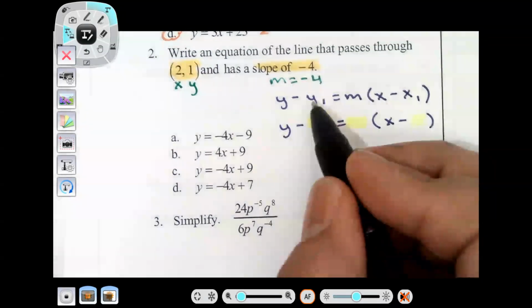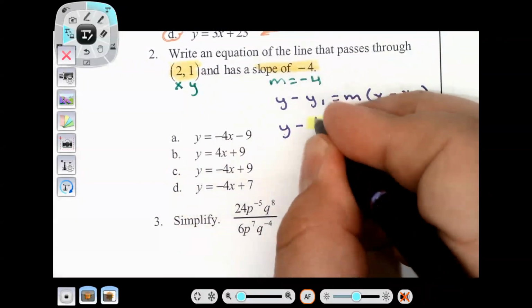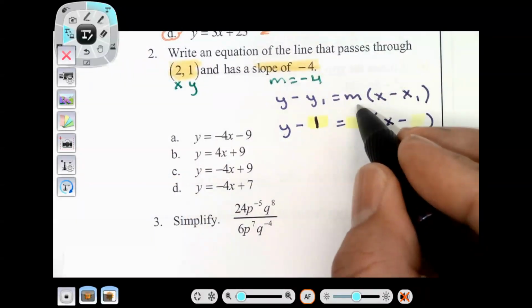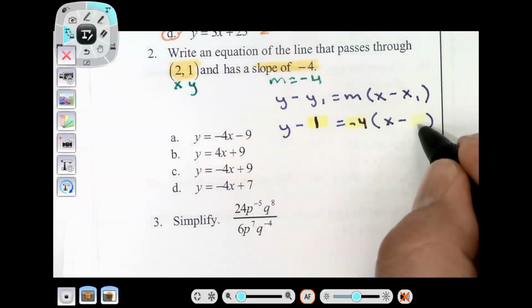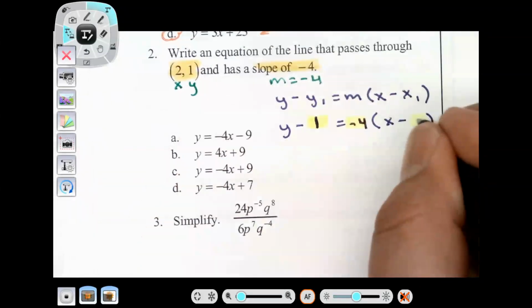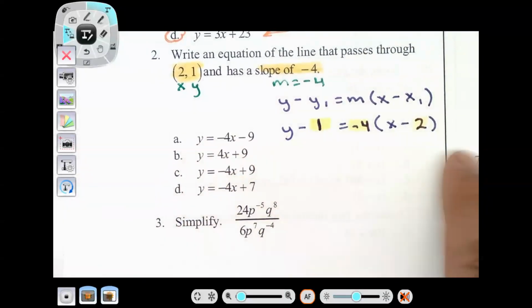It says I need a y value. Well, there it is. My y is 1. It says I need a slope. Well, it's -4. I need an x. Well, here's my x. It's a 2. So let's throw a 2 in there. You have to put things where they belong. Again, none of these answers match this.